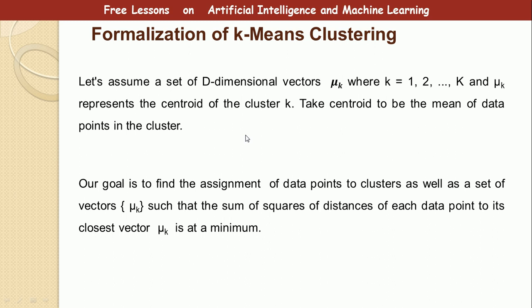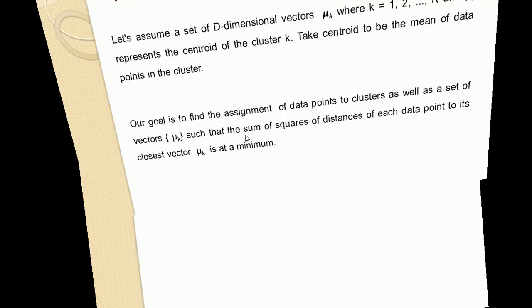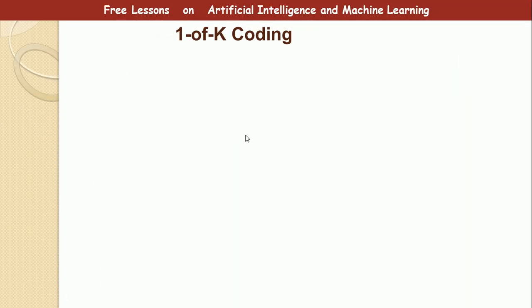So what we are saying here is you need to assign data points to different clusters, but make sure that you are assigning each to the cluster that is closest to the center of that cluster. Okay, I think it will become clearer as we move. Now, what is one-of-K coding?